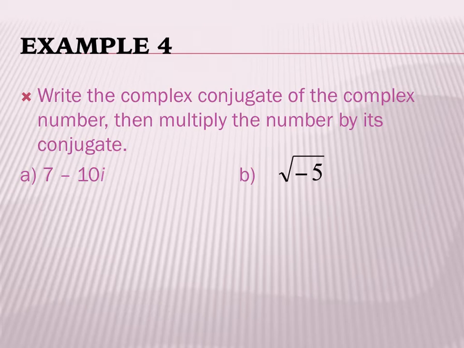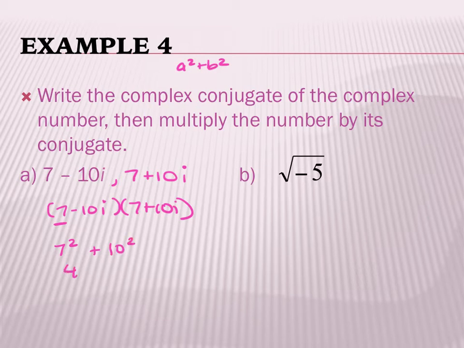All right, example 4 says, write the complex conjugate of the complex number, then multiply the number by its conjugate. So if my original expression is 7 minus 10i, what's my complex conjugate? Just 7 plus 10i. Good. And I can either FOIL this out. When in doubt, FOIL it out, go ahead and multiply it out. But I can also use my shortcut, a squared plus b squared. A is the 7, b is the 10, 49 plus 100, 149. I'd get the same exact thing if I FOIL it out. It's just a little bit faster.